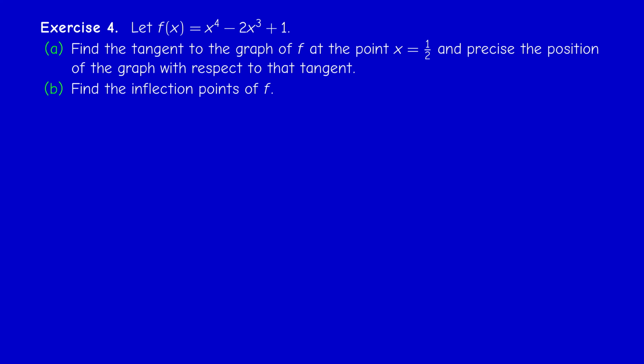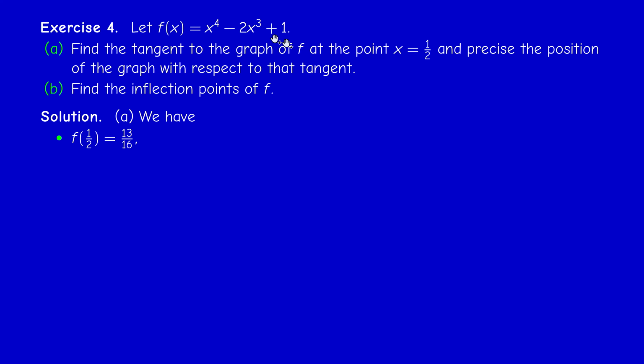Fourth exercise, just an exercise to illustrate the use of Taylor polynomials in order to determine the position of the graph with respect to its tangent and to determine the inflection points. Of course, I took a polynomial here, so when I do the Taylor approximation, I can get an exact result. If I want to, I can write this polynomial in powers of x minus 1/2, and I still get a polynomial of order 4. But this is not necessary.